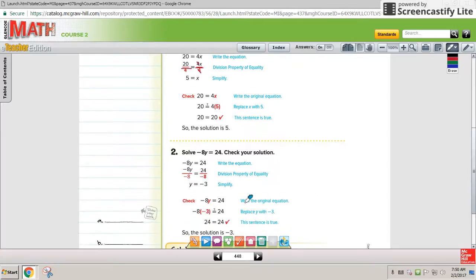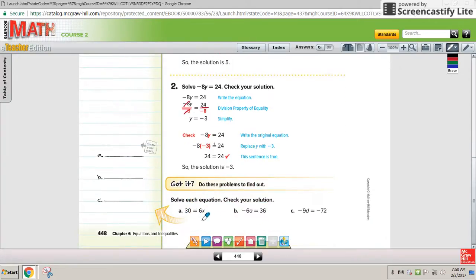If you look down here at this equation, don't let the -8 fool you. We have -8y equals 24. So we have -8 y's, and we just want one of them. So we have to divide them into -8 parts. So we're going to divide both sides by -8. We're going to cancel out the -8 because -8 divided by itself is equal to 1, and we get y equals -3.